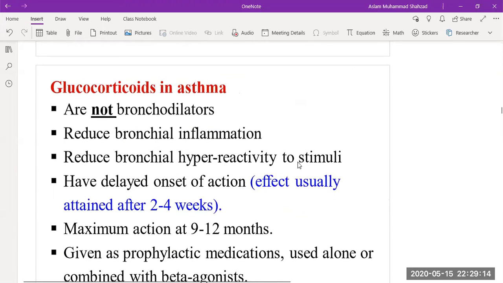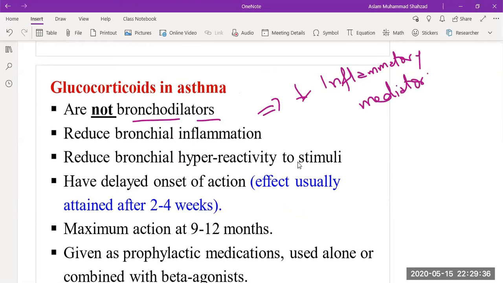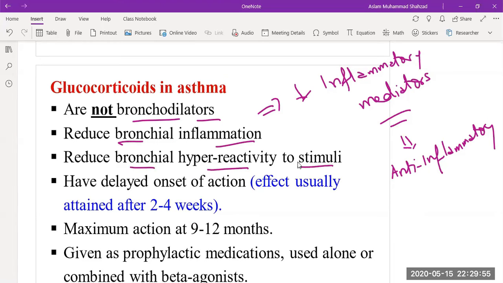So the main thing is that glucocorticoids are not bronchodilators. So how do they work? They work by decreasing the inflammatory mediators. So their function is as an anti-inflammatory. Then they reduce bronchial inflammation, as I discussed. Then they reduce bronchial hyperreactivity to stimuli, as I discussed last time, that bronchial hyperreactivity is very dependent upon which stimulus, whether it occurs because of pollen or peanut or any stimuli which is not as severe. So it depends upon that.